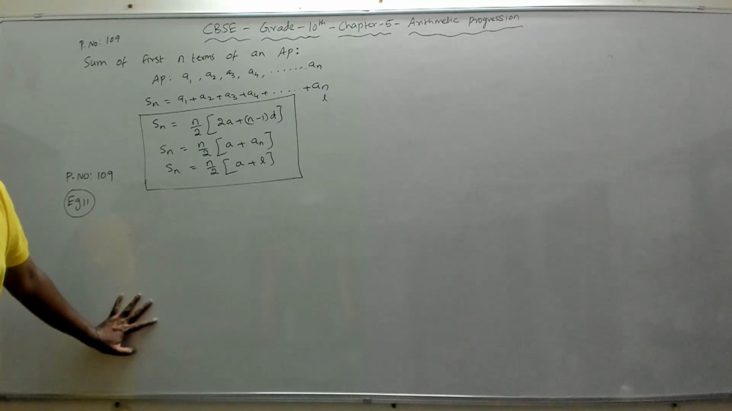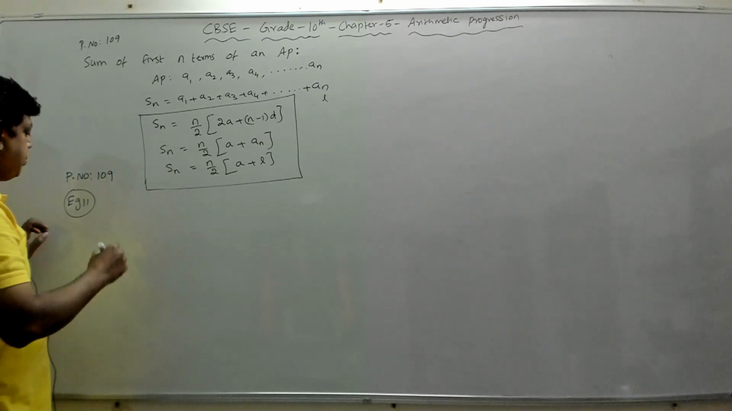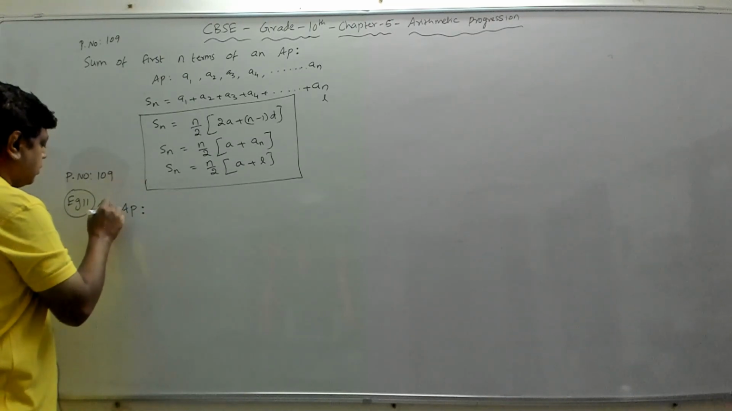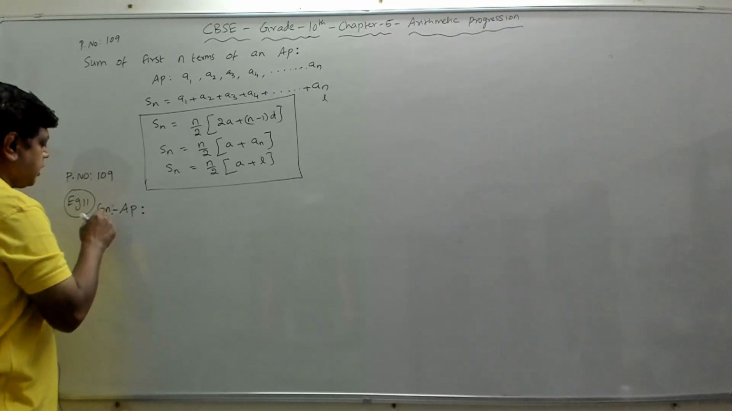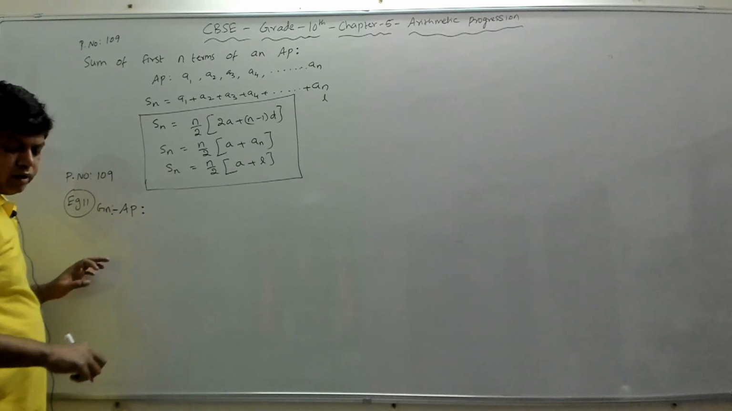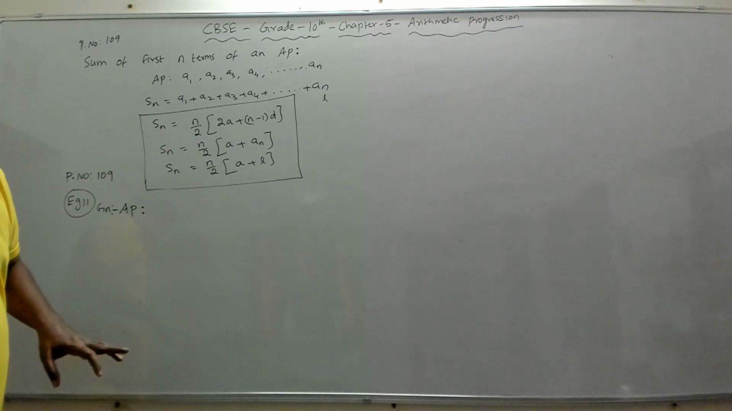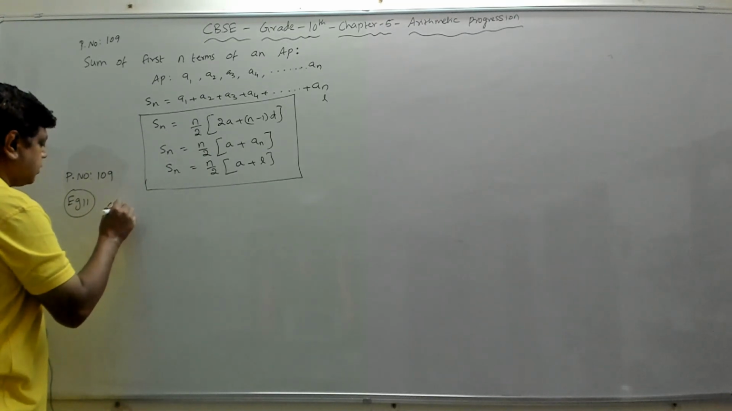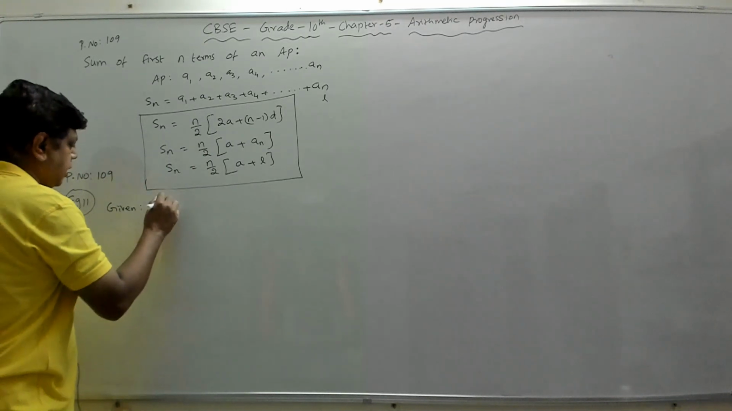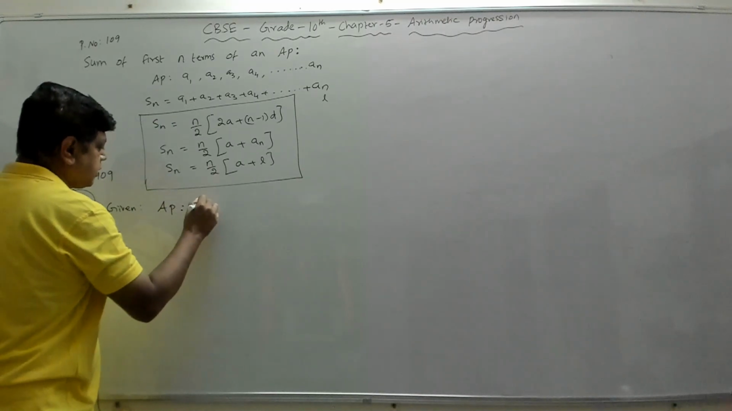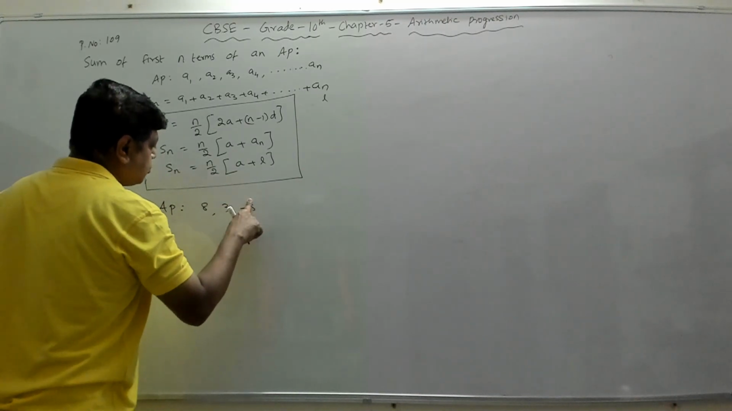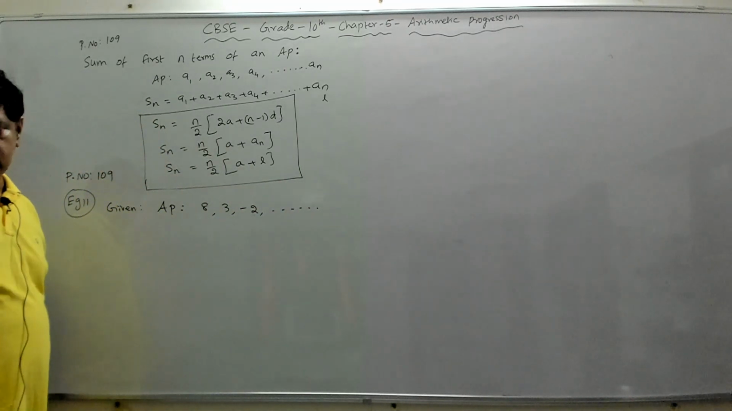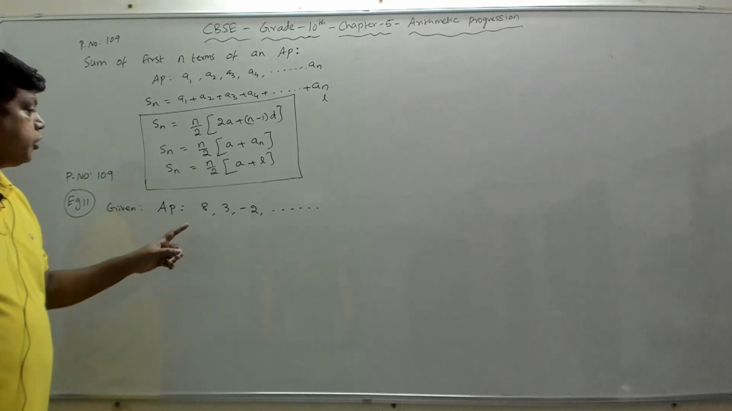Find the sum of first 22 terms of an AP. So the AP is given. Given is the AP, which is 8, 3, minus 2, and goes on, dot dot dot. Now we should find the sum of first 22 terms of an AP.